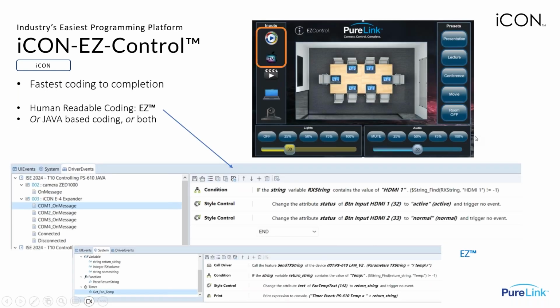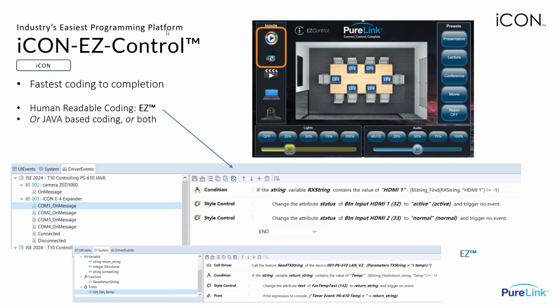Now, let's take a look into the software that comes with your iCON purchase. This is what we call Easy Control. The fastest coding to completion with human readable coding is what we call easy. It also allows you to do Java as well, which we can get into, but it would just be with the selection of the button on the top. But as you see the lines here underneath the touch panel in the top right corner of the screen, that is the human readability that we talk about.